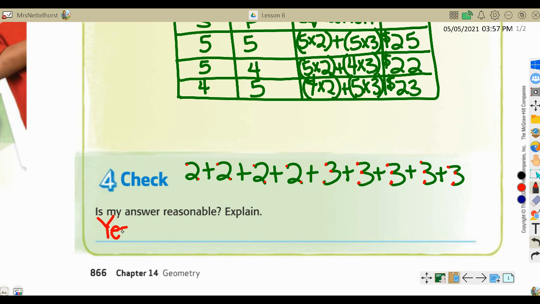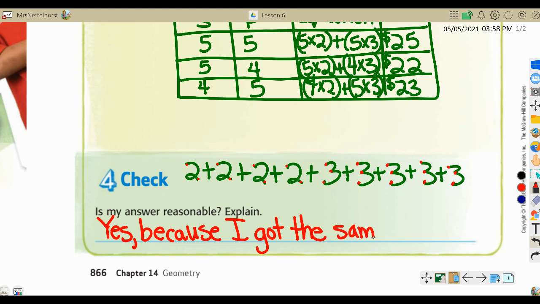Yes, comma, because I got the same answer twice. The important thing about this, I did it 2 different ways. Remember, you can type that. You don't need to write it. It's just easier for me to write with my finger when I'm doing the board this way.